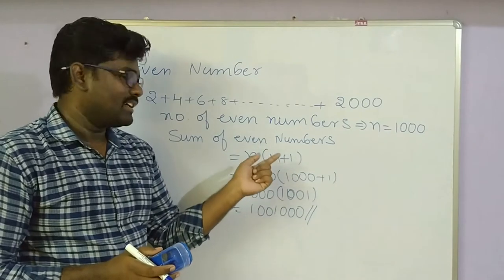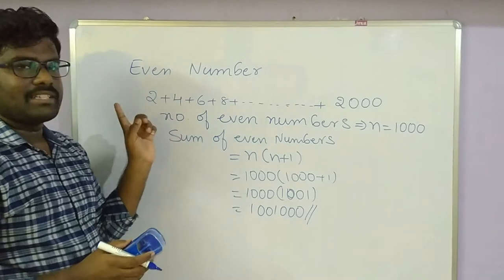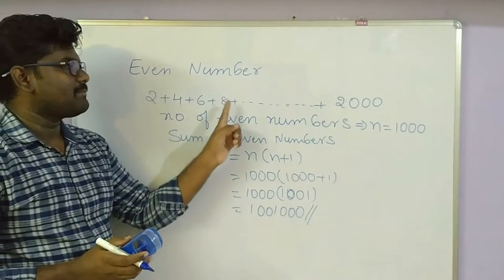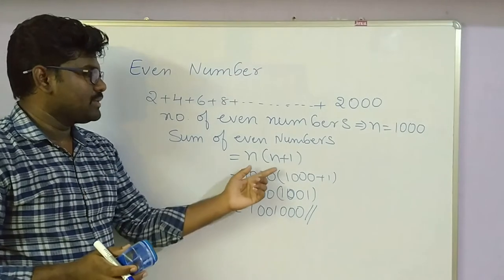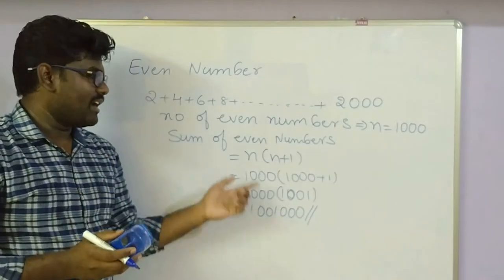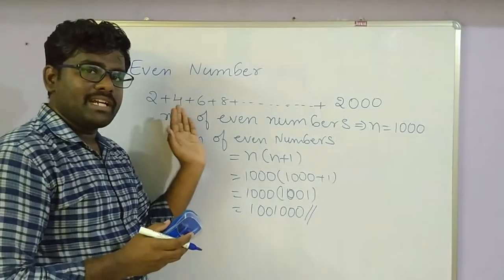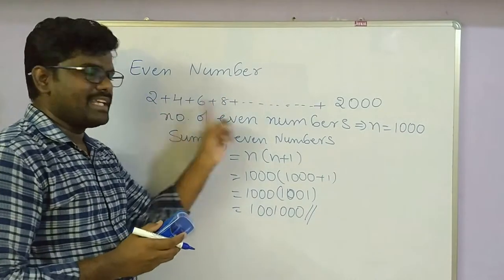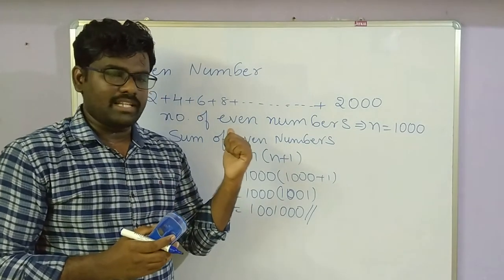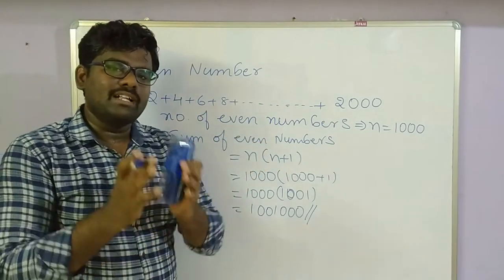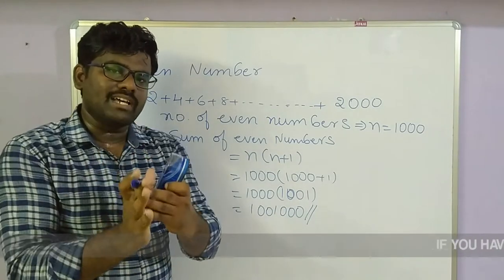Observe once again: by using this formula we can find the sum of the first n even numbers easily. If we add 2 plus 4 plus 6 plus 8 up to 2000 directly, it will take more time. By using this formula, we can find it easily. First, we need to observe how many even numbers are there, as I told you previously. We need to observe the nearest hundreds or thousands value.